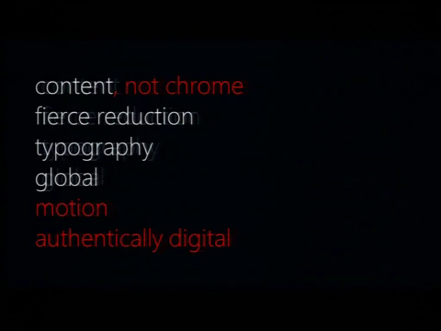Typography as a way to compose user interfaces. Global: Metro is something that should be able to talk to a broad set of people from different cultures. And motion, because now in this digital medium, of course we can have motion, right? Posters, books, they're static, but in a digital medium, you can have things move. And authentically digital, which is basically about being honest with the type of medium that we are targeting.